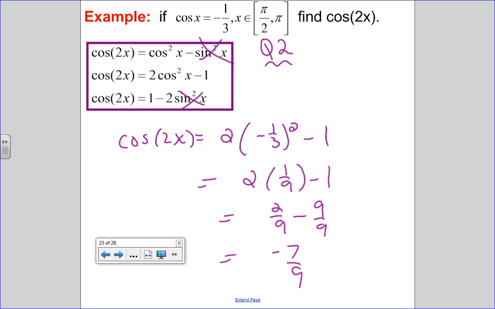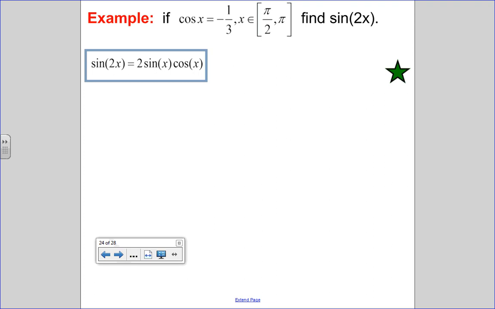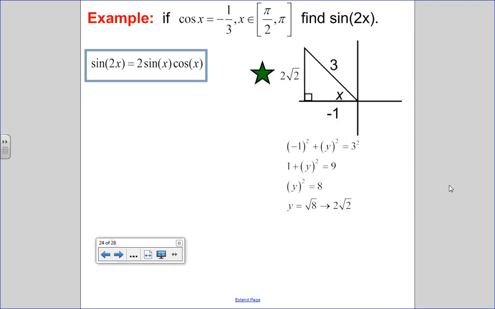Okay, let's now look at same information, but now we're going to find sine of 2x. So now unfortunately I have to figure out what sine x is. I can't avoid it because I need a sine x in my equation. So I'm going to use the fact that I know cos of x is negative a third, and I know it's in quadrant number 2. So I'm just going to draw my triangle. And then what I'm using is Pythagorean theorem to find the missing side. So negative 1 squared plus y squared, I'm solving for this side, equals 3 squared.